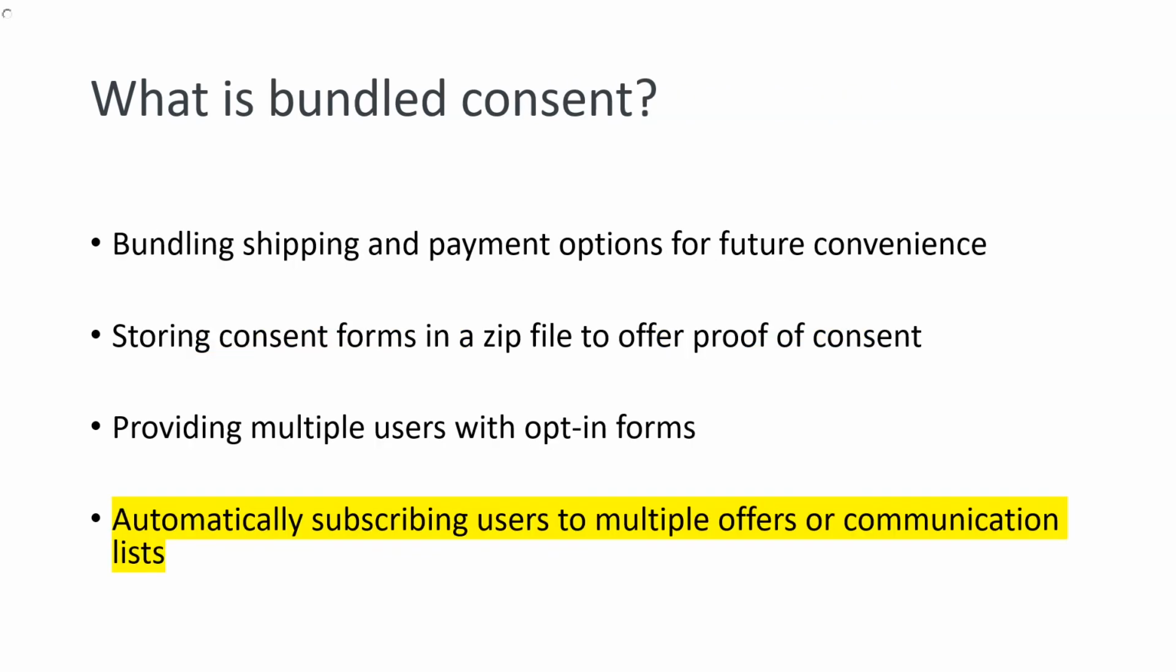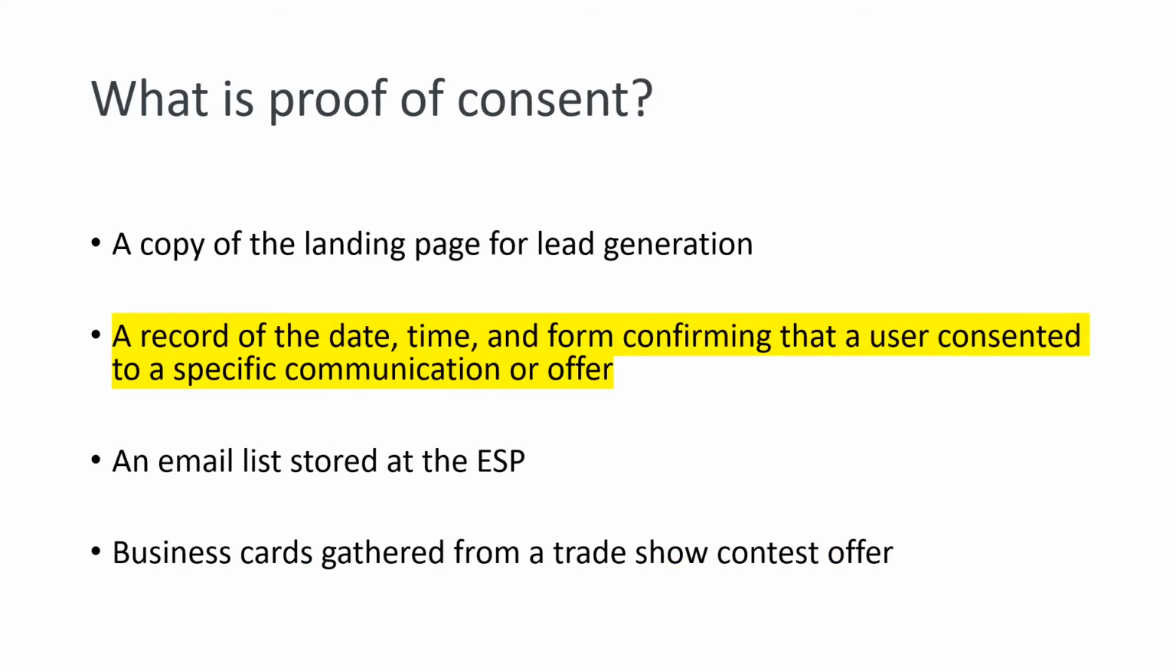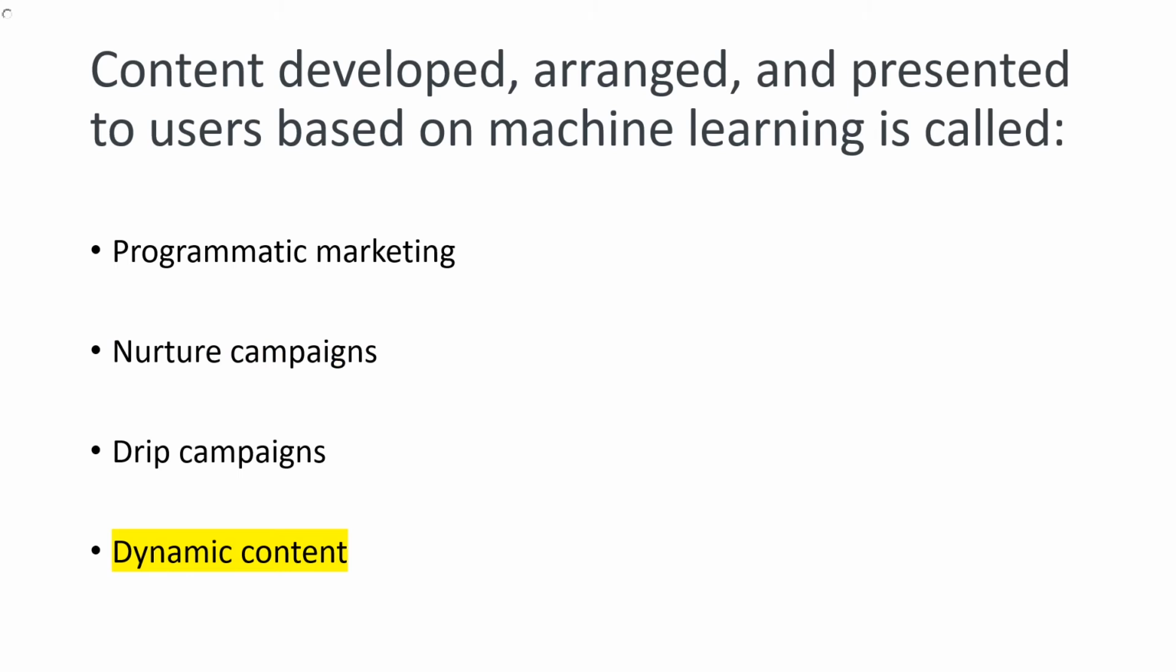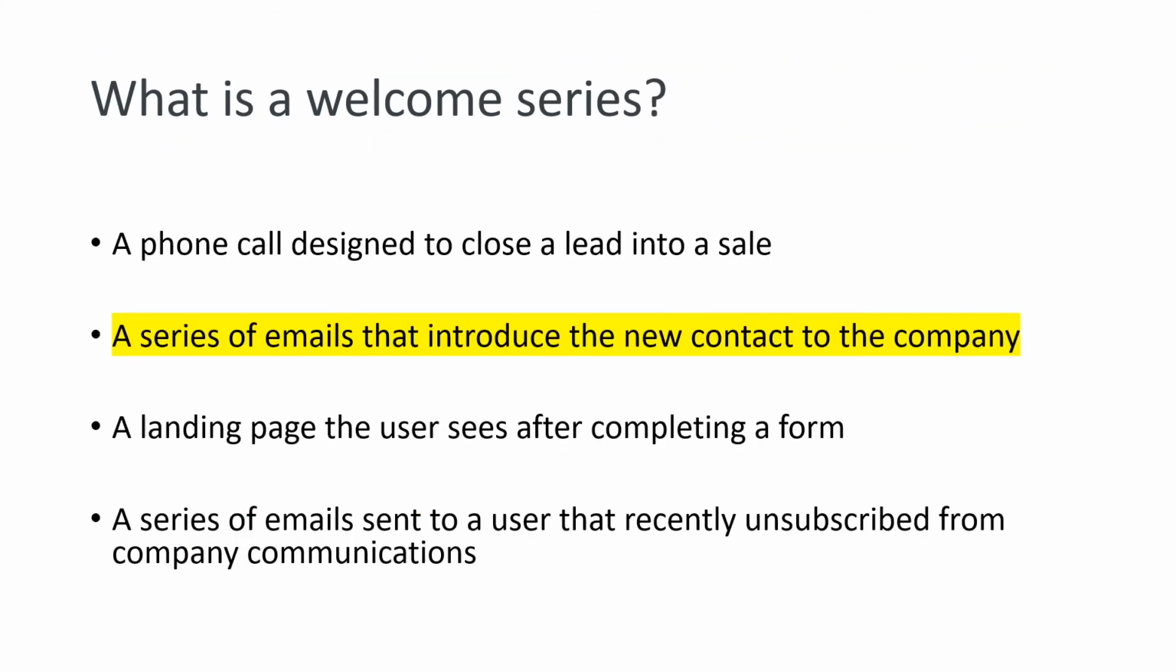233. What is bundled consent? Automatically subscribing users to multiple offers or communication lists. 234. What is proof of consent? A record of the date, time, and form confirming that a user consented to a specific communication or offer. 235. Content developed, arranged, and presented to users based on machine learning is called dynamic content.